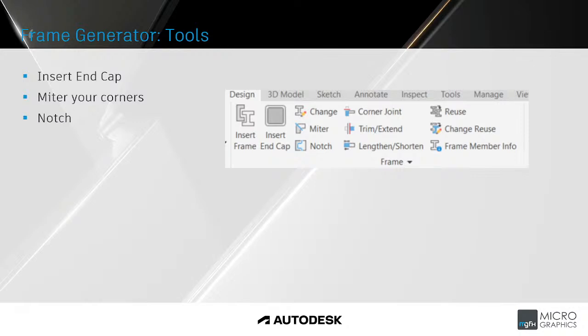Then you've got your notch tool. This removes material from one frame member to fit into another. Then you've got your corner joints. This trims and extends two frame members at their ends. Then you've got your trim extend. This trims or extends multiple frame members to a model frame face or a work plane.